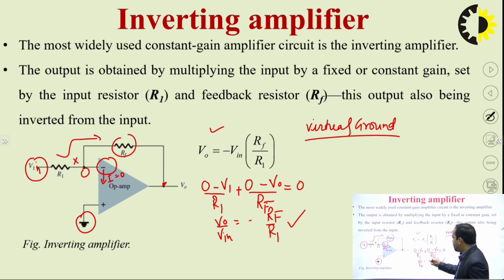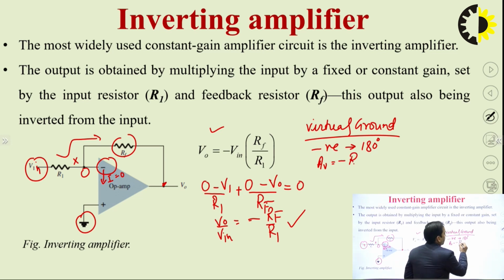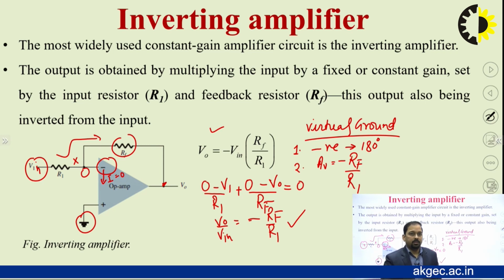The minus sign signifies that there is a phase shift of 180 degrees between input and output voltage. Also, the voltage gain of an inverting amplifier is given by minus RF divided by R1. So these are the two key points which we achieve while implementing this inverting amplifier.